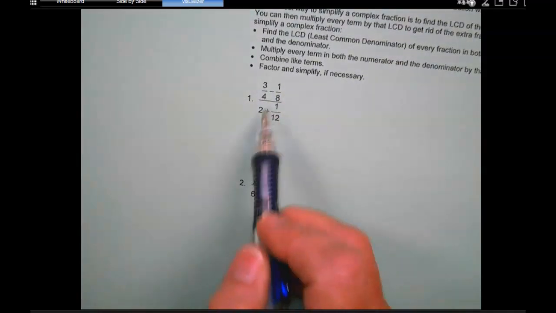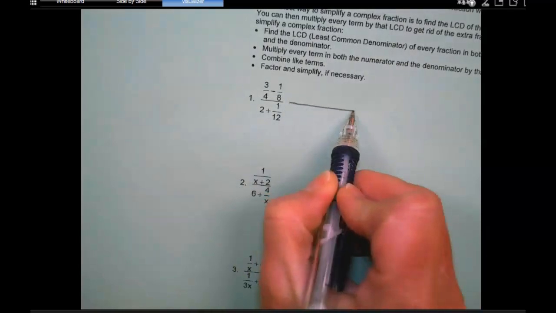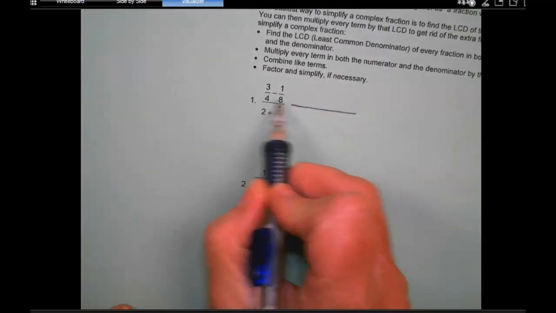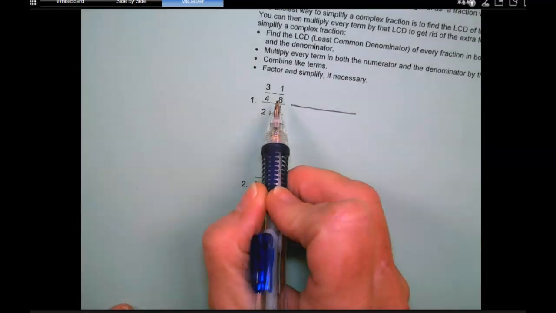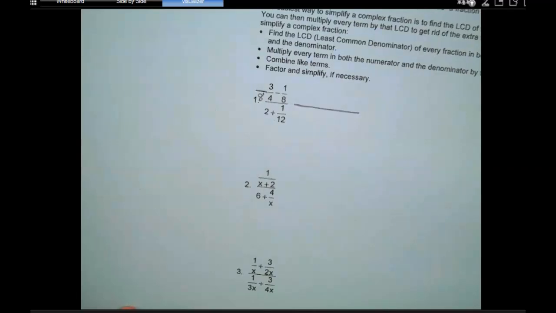All right. So, look, I have fractions on top and I have fractions on the bottom. Does everybody see that? Okay, so here's what I'm going to do. I'm going to draw this line, and I want a common denominator on top. So I have 4 and 8. Okay, so I'm just going to write out to the side here. I want this to be an 8.